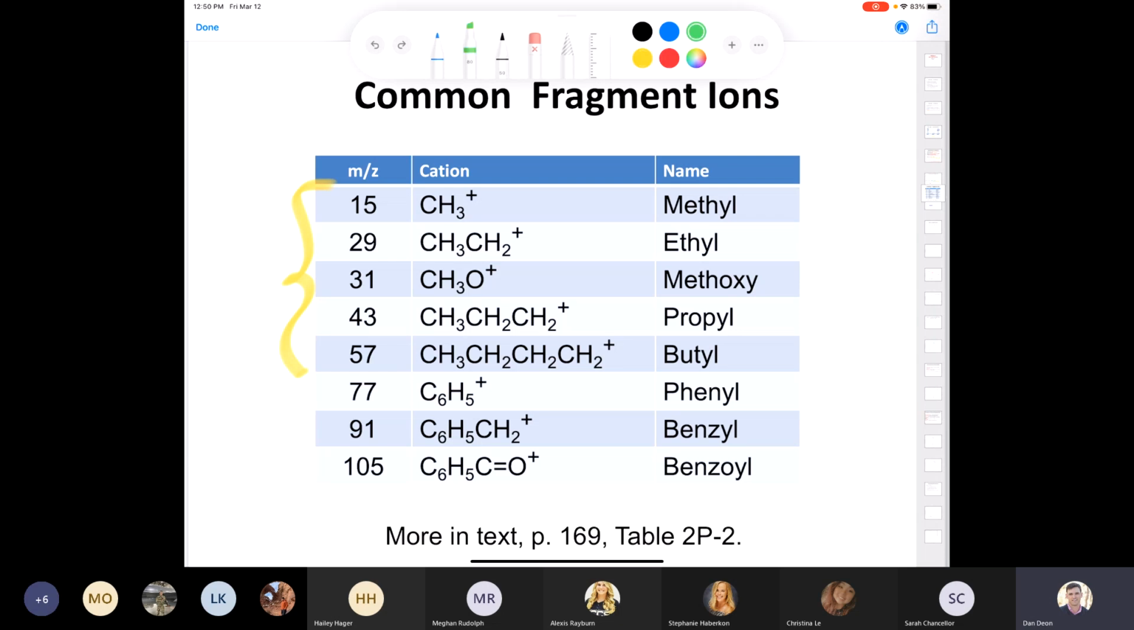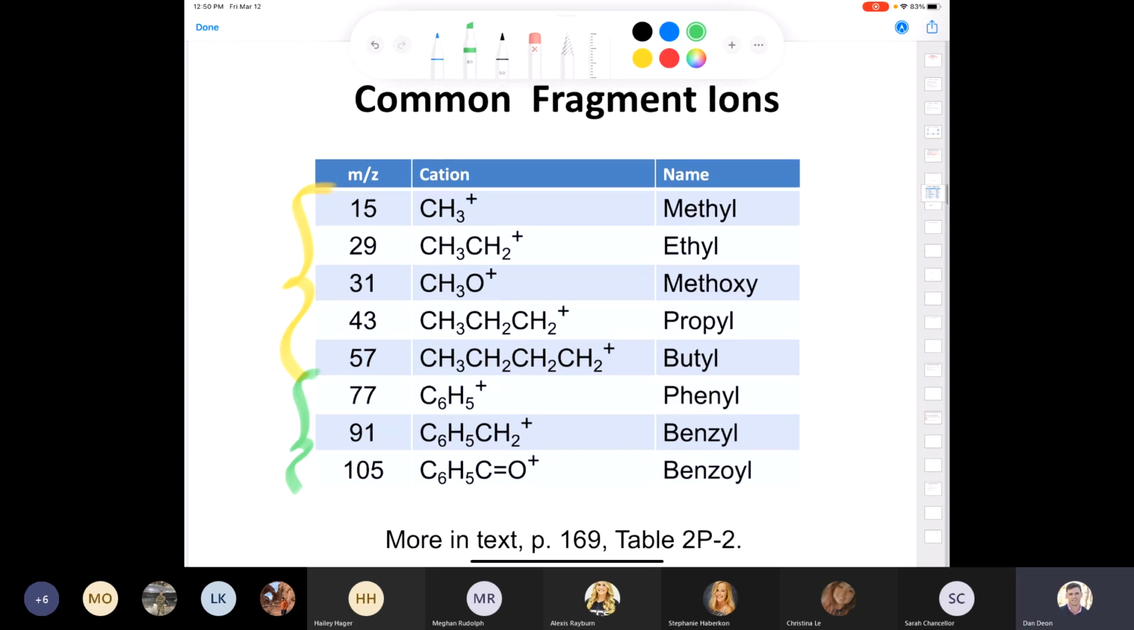There are three more fragments that come up a lot in mass spectrometry, which don't really get a lot of attention in the David Klein textbook. However, they are going to be important today, and they are going to be important in our assignment. Those three are 77, 91, and 105. 77 is a phenyl carbocation.